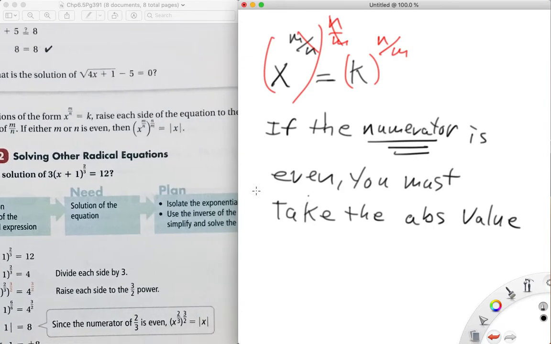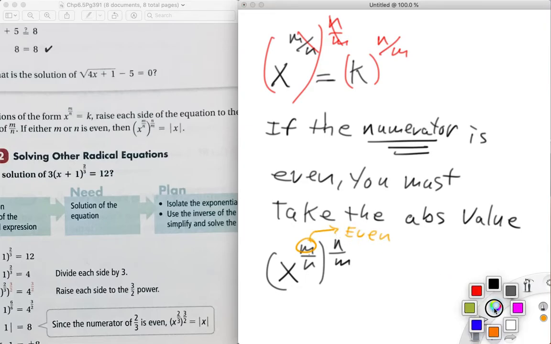Okay, so here's an example. If it's x to the m over n, and then it's n over m, and this m in the numerator is even, then your answer is going to be the absolute value of x. That is important. You must do that. Otherwise, you will get incorrect information.